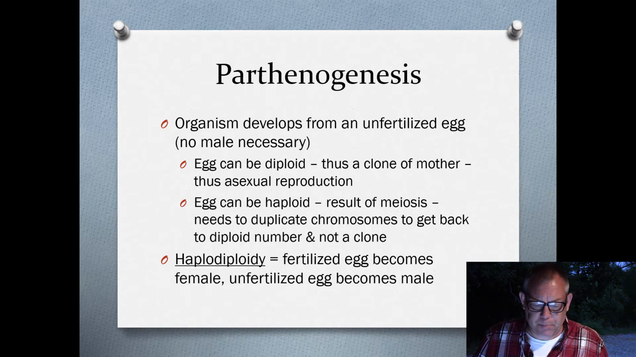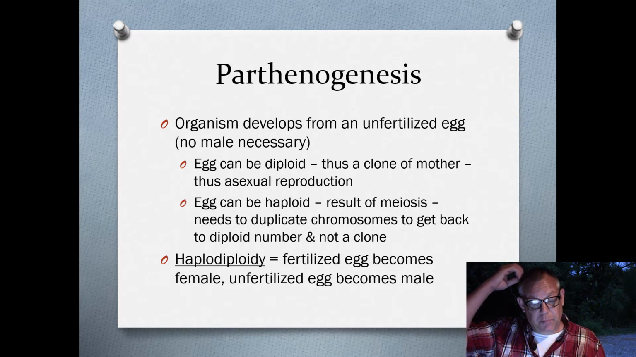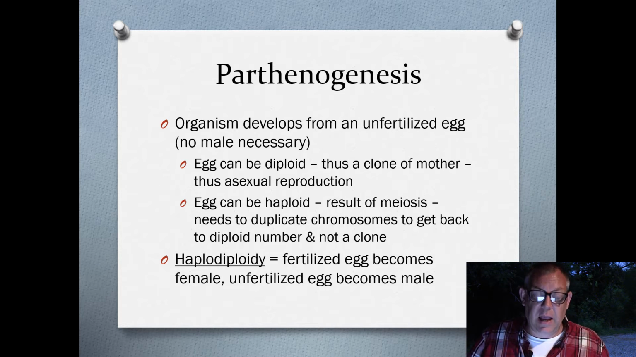There's also something called haplodiploidy, where a fertilized egg will become female and an unfertilized egg will become male. You're going to see this in a lot of insects and things. So again, it's just fascinating. There's no typical way to reproduce.